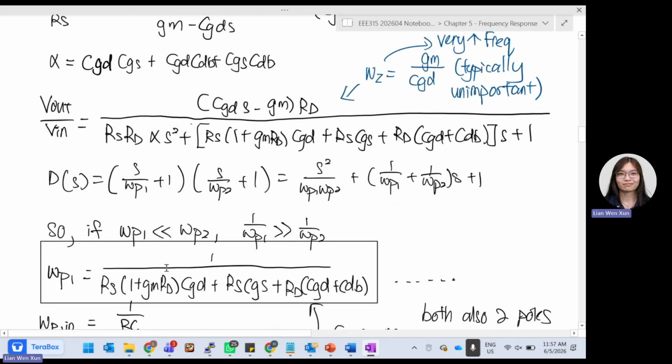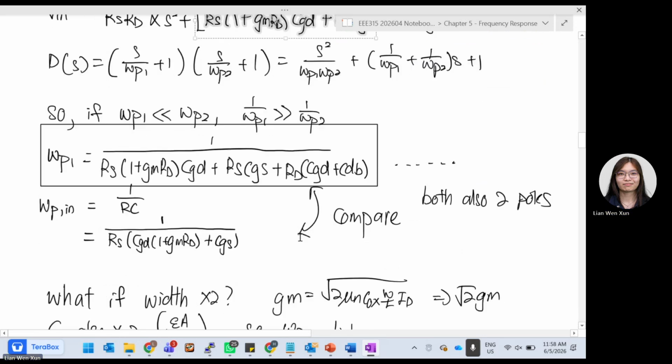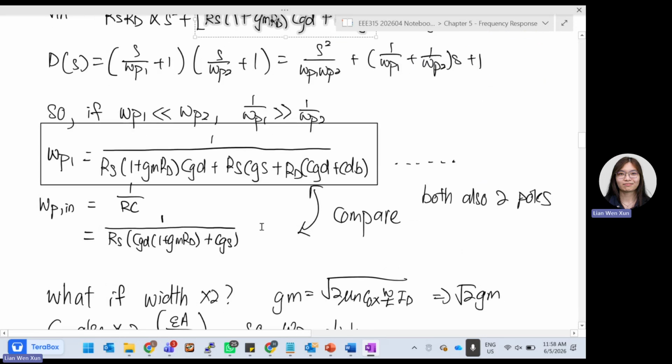If only 1 over omega P1, we check out where P1 is. P1 is somewhere over here. So we just check this whole term down, then we can compare these two.